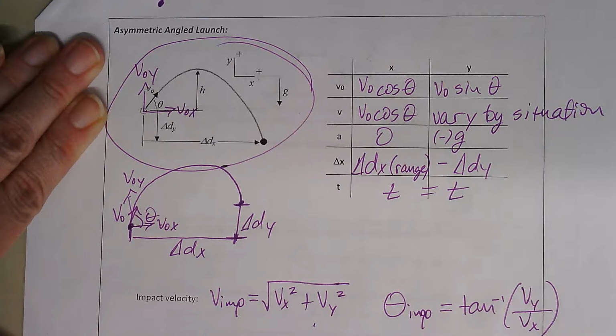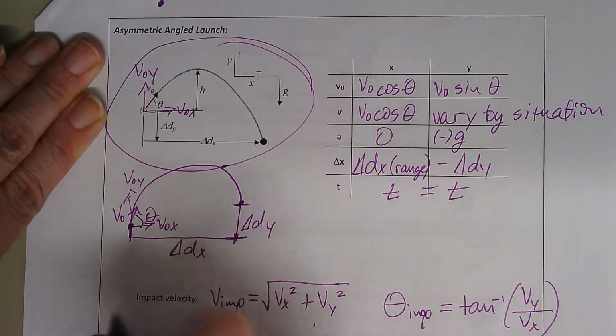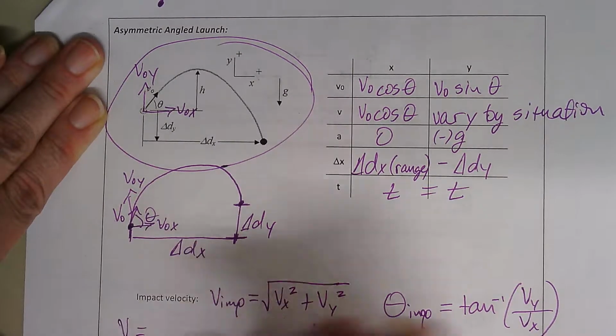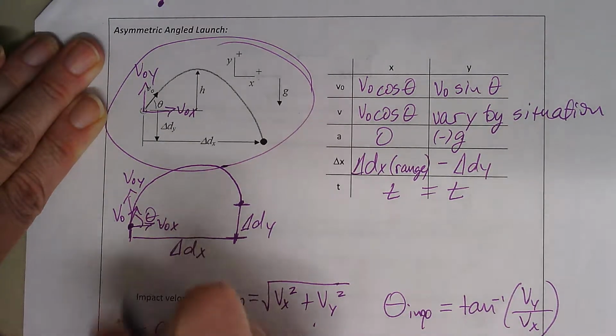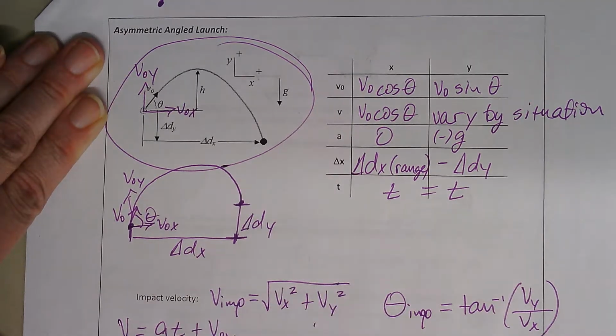And then people say, well, how do you find Vy? Well, usually you'll have time, you know gravity, so I would just use v = at + v naught, but these are going to have to be for the y, right? So I would use something of this nature to find it, and your a obviously is going to be g, so it's going to be negative. So your Vy depends on your situation, how long it's in the air, and the magnitude of your V naught y.